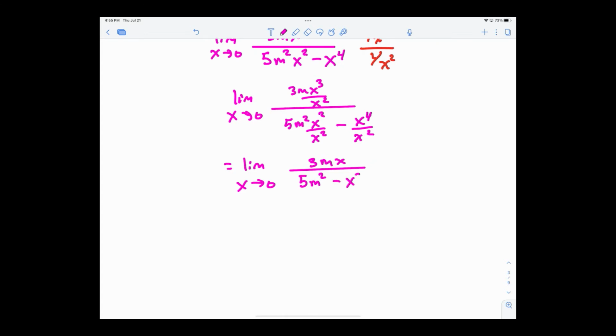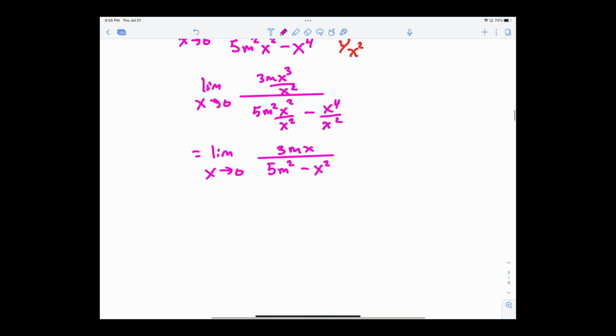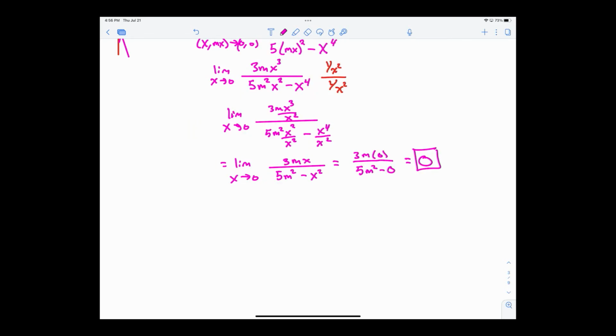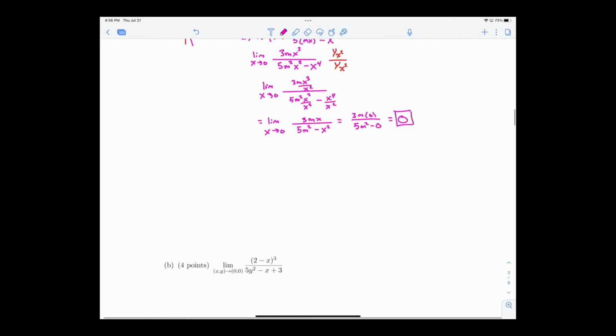Now what happens when x goes to 0 here is that you're going to get on top 3 times m times 0, which is 0, over 5m squared minus 0. So you end up with 0. That makes it look like the limit might be 0. Okay? But that's not enough to show that the limit is 0.